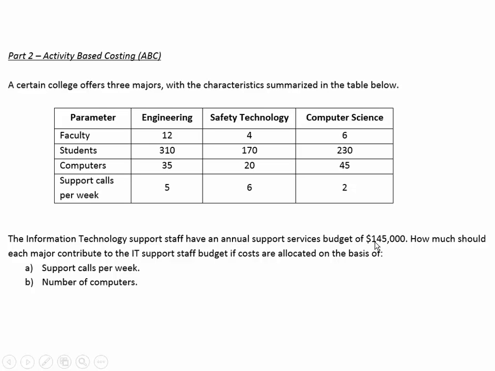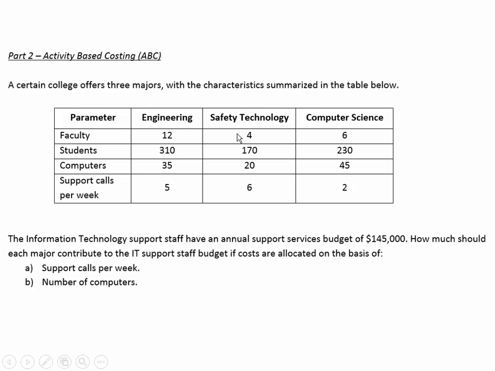So they're doing the same thing as before, trying to figure out who's going to pay for that budget. So maybe one way to decide how much has to come from each division is just divide the number by 3. But if you look at the statistics, it maybe seems like that wouldn't be fair, because the safety technology department only has 4 professors compared to engineering has 12 professors. So why should safety pay 1/3 of the support bill if they have so many fewer people?